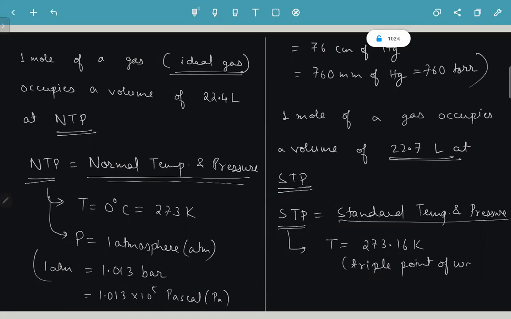Triple point is the temperature where all the 3 states can exist in equilibrium. Okay. This standard temperature is 273.16 Kelvin and pressure is slightly lower than 1 atmosphere. It is 1 bar. So temperature is slightly higher, pressure is slightly lower. It results in slightly higher volume. The volume of 1 mole of an ideal gas is 22.4 liters at NTP, but 22.7 liters at STP.